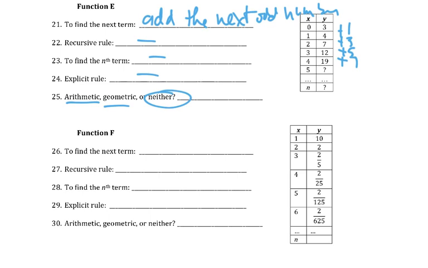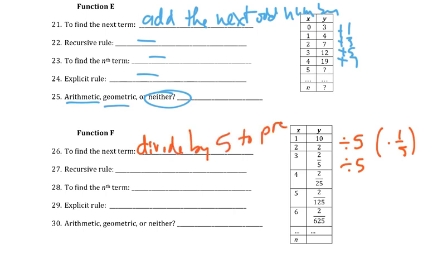All right, function F. If we look at this one, we start at 10, go to 2, then 2/5. In this one, we're actually dividing by 5 each time, or in other words, multiplying by 1/5. So to get to the next term, we divide the previous by 5. So recursive: a sub n equals a sub n minus 1, and we can write divide by 5. Then a sub 0 will equal, going back to the 0 term, it would have to be 50.